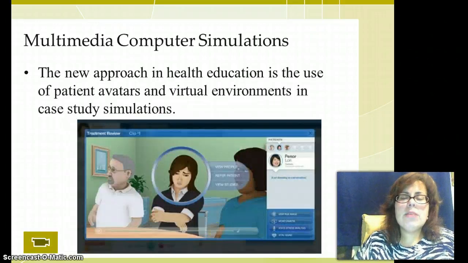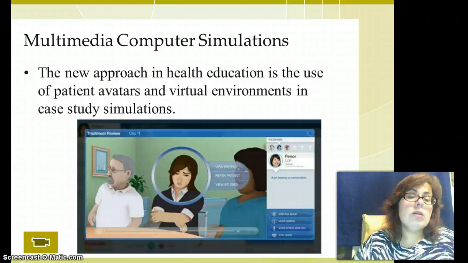What we're proposing is the use of multimedia computer simulations. This is basically a new approach, although it's been in use in medical education and it's spreading to other allied health professions. In these computer simulations, patient avatars are used, which are digitized versions of the patient, as well as engineered virtual environments where these avatars would interact in a case study situation.